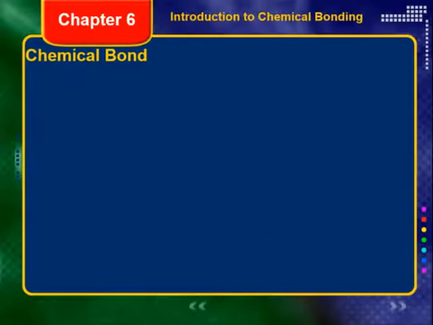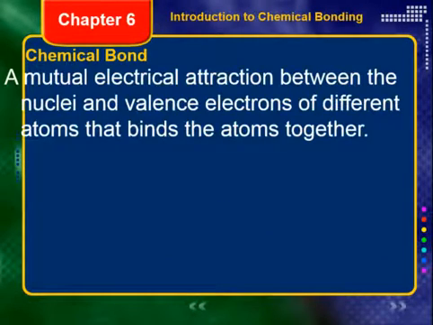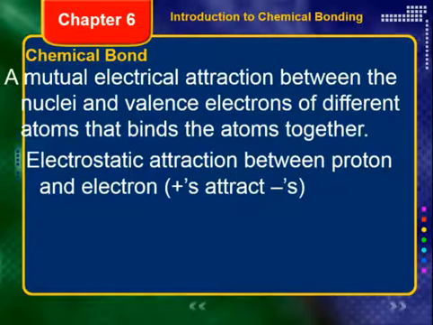So let's get started. Let's start by defining chemical bond. It is a mutual electrical attraction between the nuclei and valence electrons of different atoms that bind the atoms together, right? The nucleus of one atom, the valence electrons of another atom, and the electrostatic attraction between the two, right? Protons and electrons, that positively charged nucleus and then the negatively charged electrons in the electron cloud. That is the force that binds these things together.